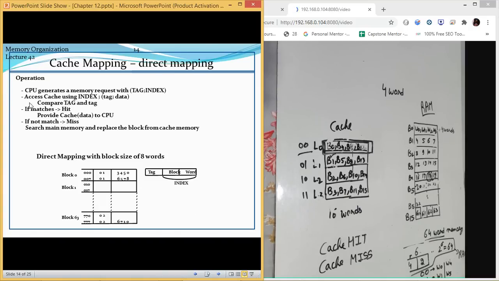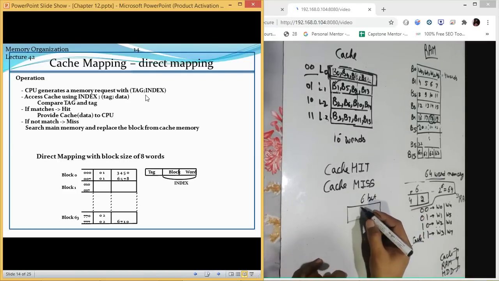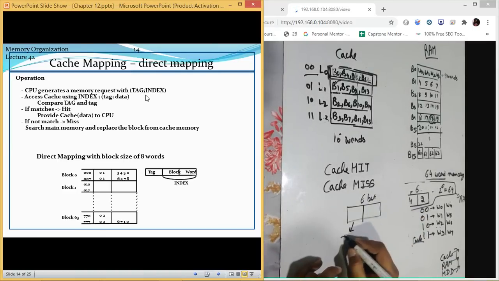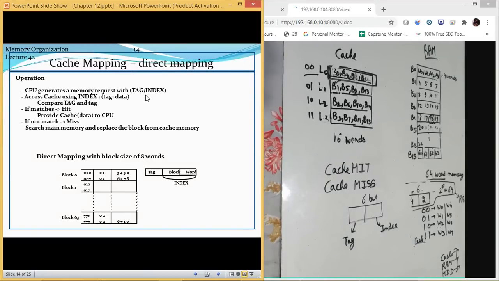If you can pay attention, the CPU generates a memory request with tag and index. Tag and index are generated by your CPU. So which is this one, tag and index. It simply says it is tag plus index. So in total it generates a 6-bit value. According to your CPU, it is a tag and an index. That is what it is saying. It is generating a tag plus index.